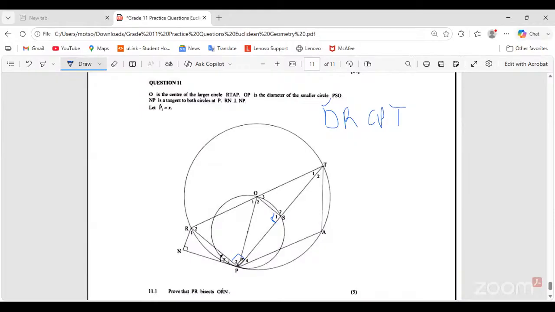Let us go for the radius. This is the radius of the larger circle. This is the radius of the larger circle. Therefore, this angle is equals to this angle, angles opposite equal sides. And this angle here is equals to that angle because of this radius here, angles opposite equal sides. Now, this is the radius, this is the tangent. This angle here is equals to 90 degrees.